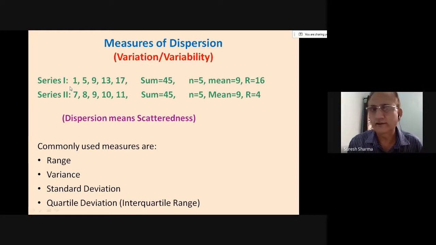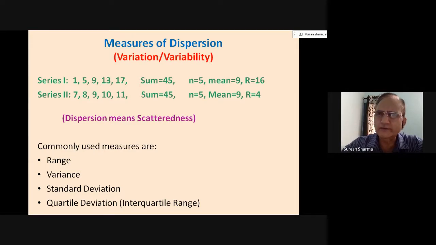Look at series 1 data. It varies from 1, 5, 9, 13, 17. So a lot of variation is there. But look at series 2 data. They are very, very close. 7, 8, 9, 10, 11. Very close to each other. So if you see with your eye, you can easily see that variation is less here, variation is more here. But these are just 5 observations. Suppose I give you 500 observations, 5 lakh observations, 50 lakh observations, then you cannot see with your eye. That's why we need some mathematical measure to look into variation or variability, right?